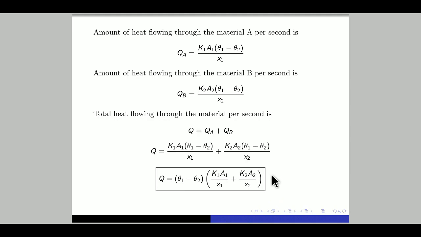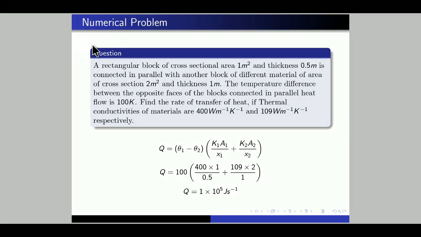To understand this, we now do a numerical problem. The question is: a rectangular block of cross sectional area 1 meter square and thickness 0.5 meter is connected in parallel with another block of different material of area of cross section 2 meter square and thickness 1 meter. The temperature difference between the opposite faces of the blocks is 100 Kelvin. Find the rate of transfer of heat if the thermal conductivities of the materials are 400 and 109 watt per meter per Kelvin respectively. We know the formula we just derived.